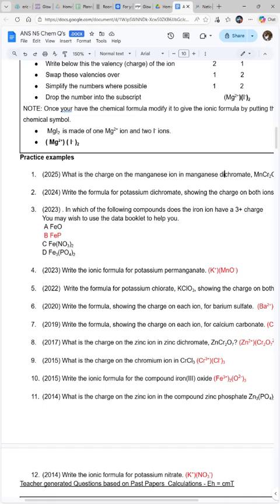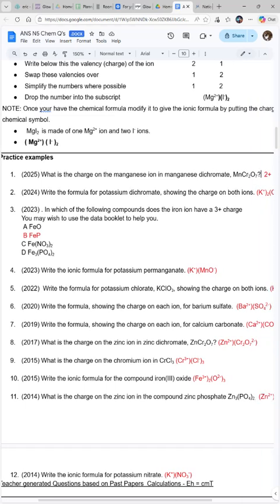So, the charge on the manganese ion in manganese dichromate. This is one that a lot of students find quite tricky, but it's actually relatively simple. We're trying to find the charge on the manganese section here when it's paired with the dichromate ion. The important thing to remember here is that, again, just like up here, there is no overall charge on manganese dichromate.